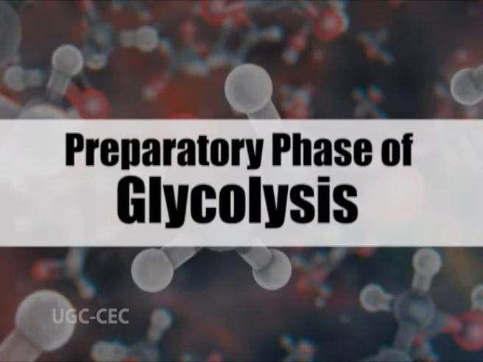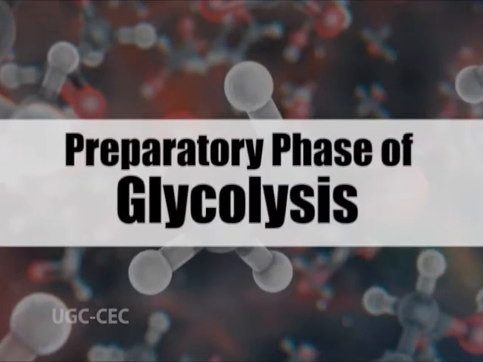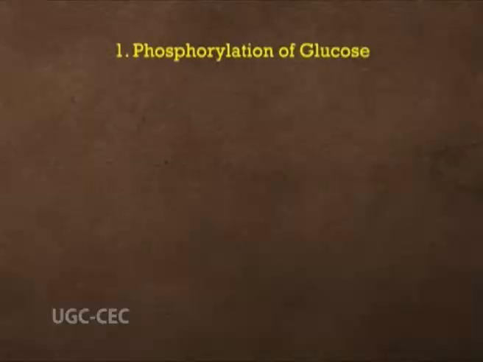Let's look at the preparatory phase of glycolysis. In the preparatory phase of glycolysis, two molecules of ATP are invested and the hexose chain is cleaved into two triose phosphates. Number 1, phosphorylation of glucose.